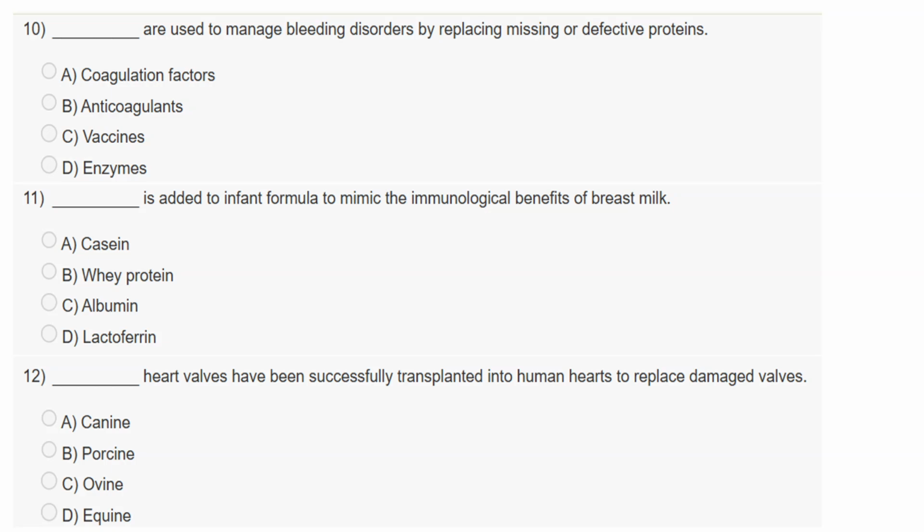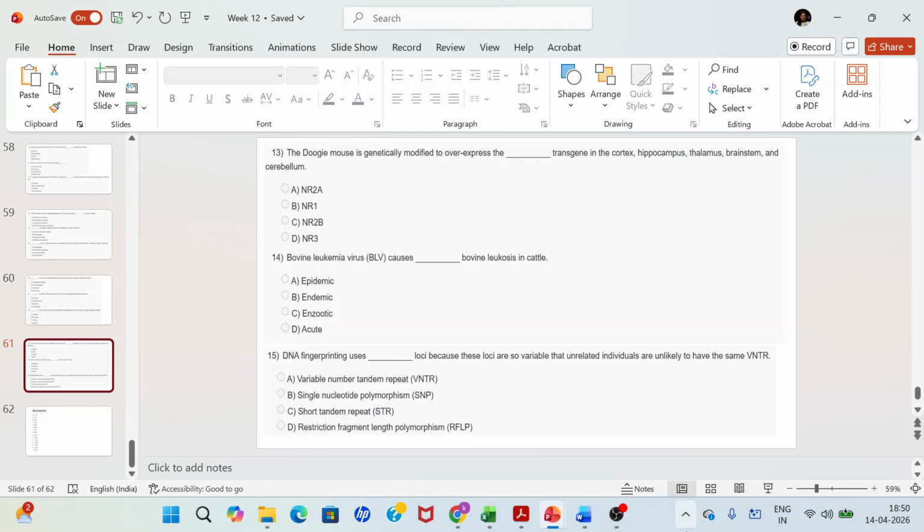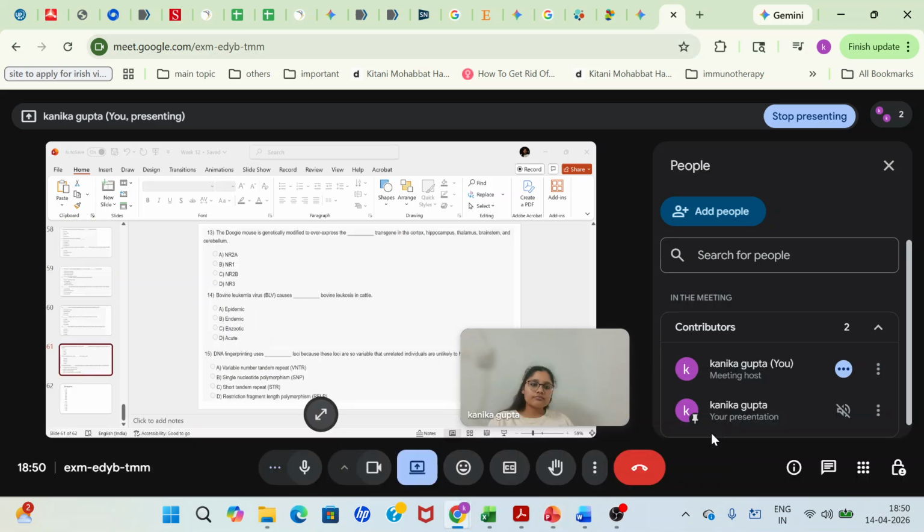Dash heart valves have been successfully transplanted into the human heart to replace damaged valves. What are those? The answer to question number 12 is porcine. Question number 13: the doggy mouse is genetically modified to overexpress dash transgene in the cortex, hippocampus, thalamus, brainstem, and cerebellum. What is that? Question number 13, the answer, everyone.